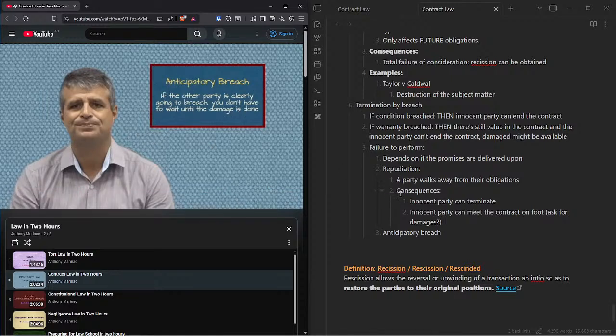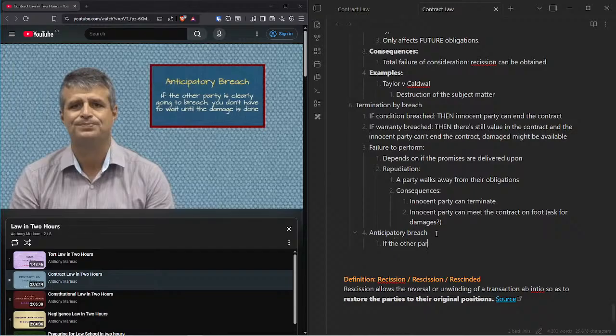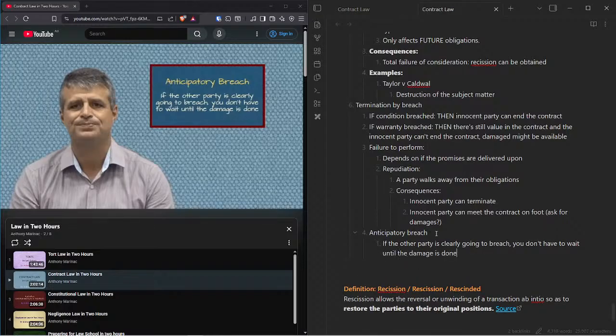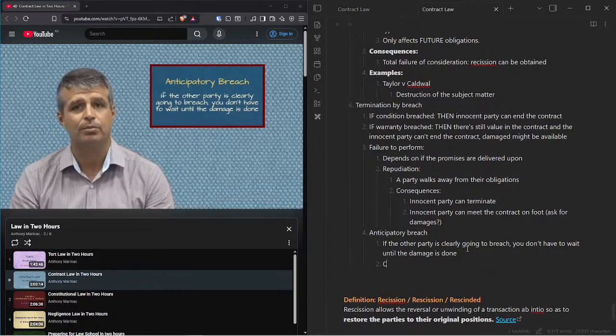Right. Okay. Failure to perform, breach. If the other party is clearly going to breach, well, in that case, you can terminate the contract for breach and sue for damages immediately. You don't actually have to wait for the breach to occur.